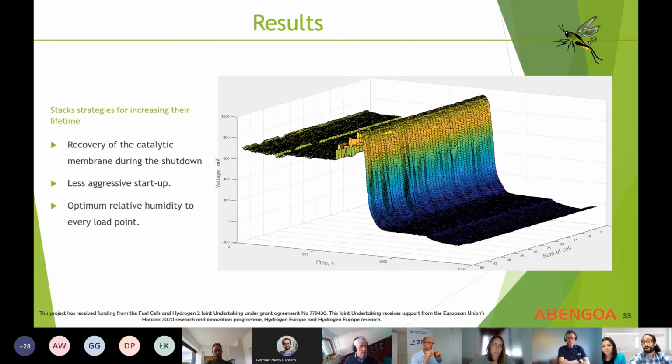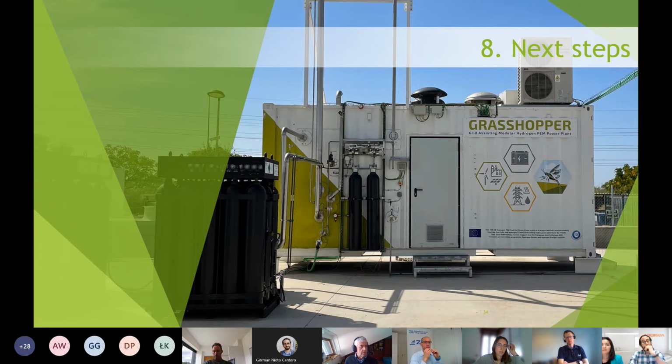This is especially critical for generators that are continuously shutting off and starting up, like in this case, providing grid services, microgrids, or portable or emergency generators. As you can imagine, there are a lot more interesting results to talk about, not only from Abengoa, but from all the partners, but we don't have much time.